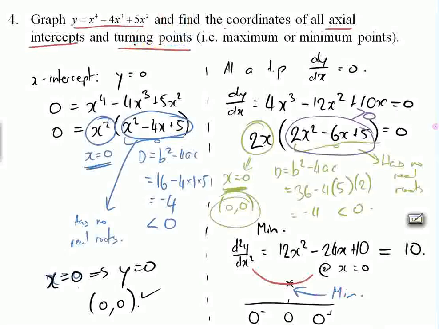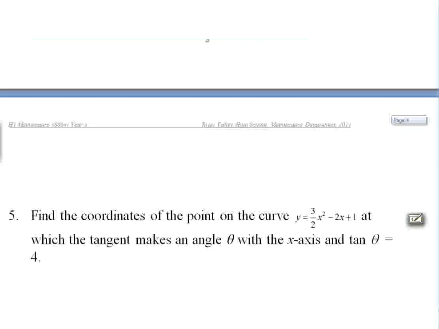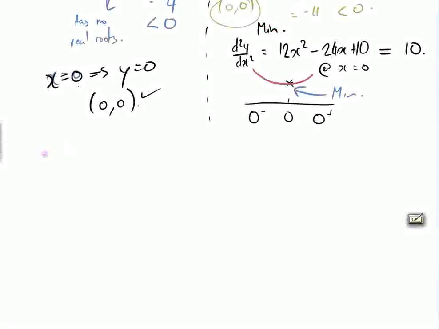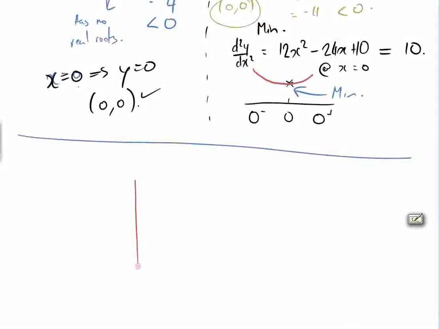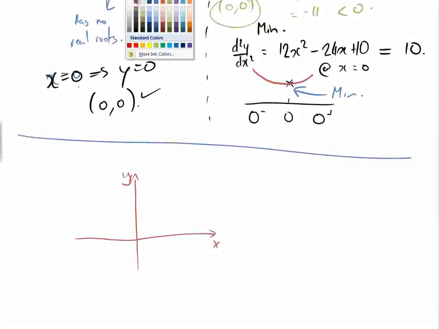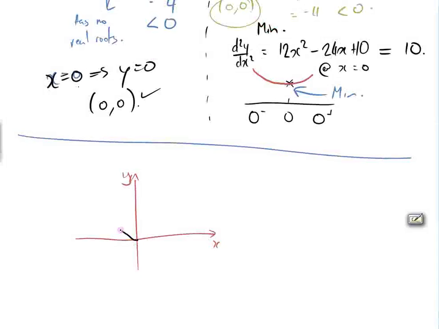Now, at this stage, some of you may be tempted to just rush on ahead and say, okay, well, I know what this looks like. On x, y axes, this is going to look something like this. It's going to look like a U-shaped curve. And you would be wrong. This answer is not correct.